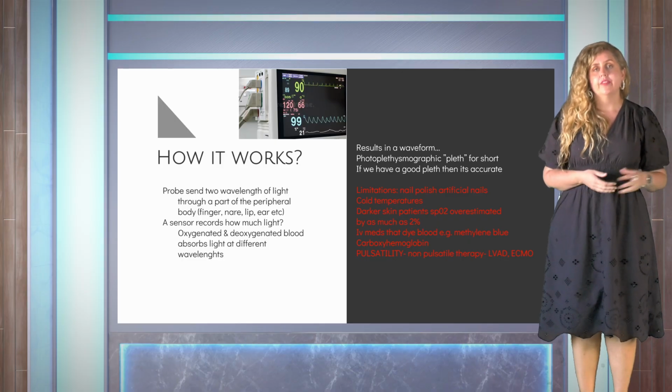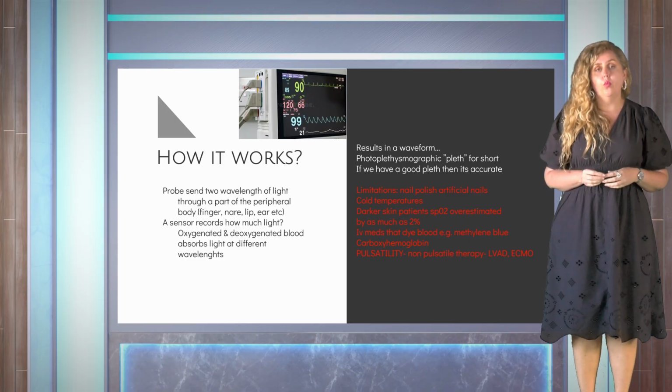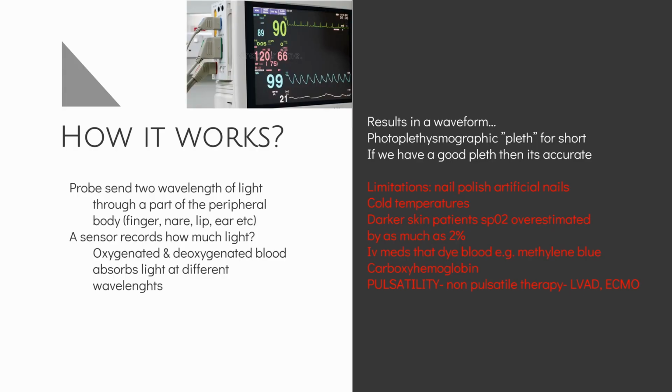How does it work? So the probe sends 2 wavelengths of light through a part of our peripheral body, whether it's a finger, a nail, which is your nose, lip, or an ear. And on the other side, a sensor records how much light was let through. Oxygenated and deoxygenated blood absorb light at different wavelengths. And with this information, it then results in a waveform.